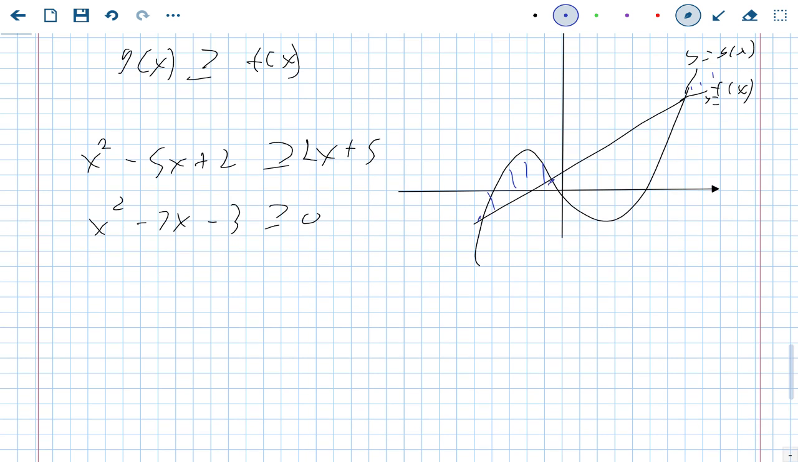The final one is technological, and that's really simple. You plug it into your calculator's graphing function, and you find the points which are above, whatever. It's not rocket science.